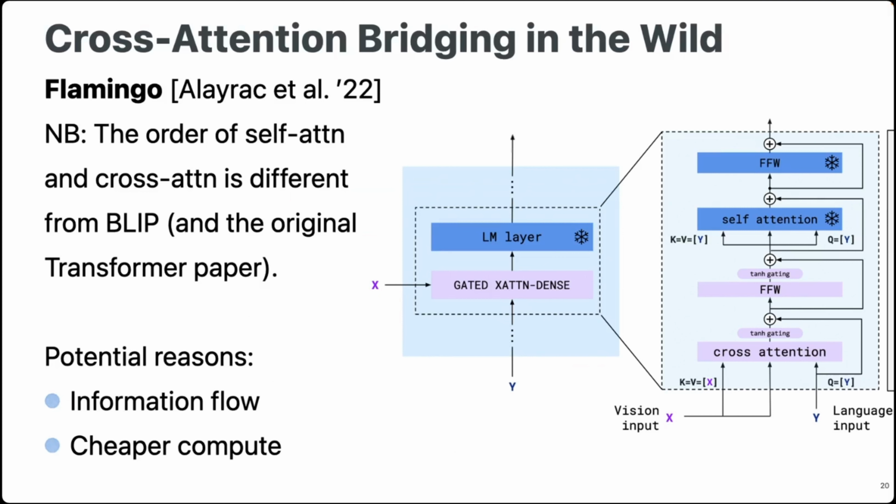Potential reasons could be the information flow, for example, because we want to first mix in the image tokens. We want to refine our text tokens with the image information first, then we do the self-attention where we allow each token to attend to every other token. Another potential reason could be cheaper resources, because cross-attention is typically cheaper than self-attention since we have another modality. We don't have the quadratic complexity here. But that's my educated guess, so take it with a grain of salt.